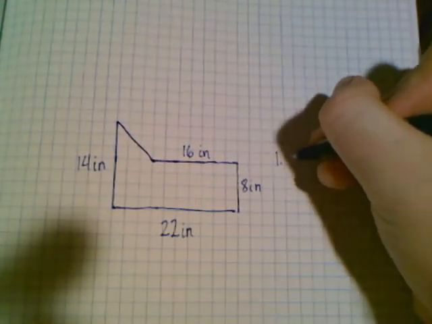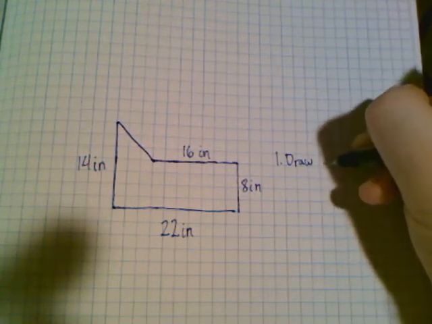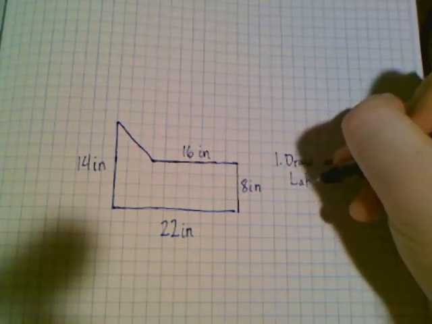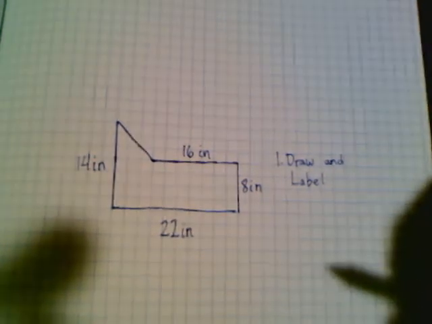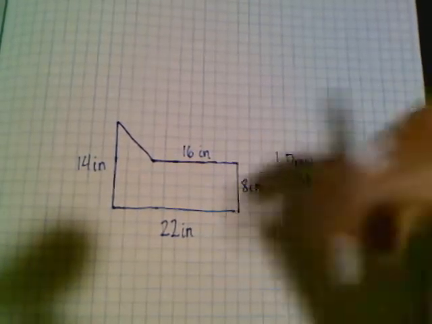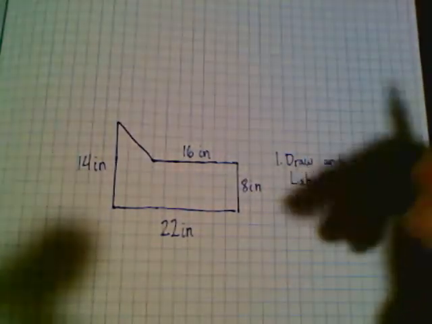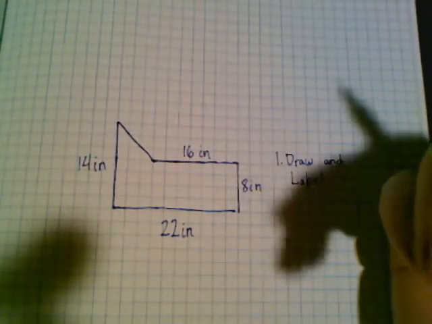Your step number 1, draw and label. Some questions may just describe the shape, like it'll describe some circle with a diameter. So you draw a circle with a diameter. It doesn't need to be perfect. You just need to know what you're looking at, right?